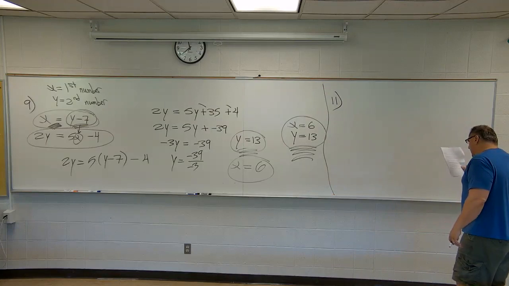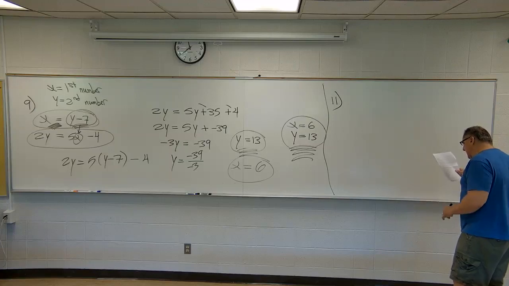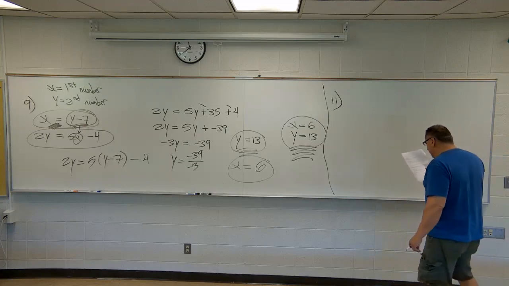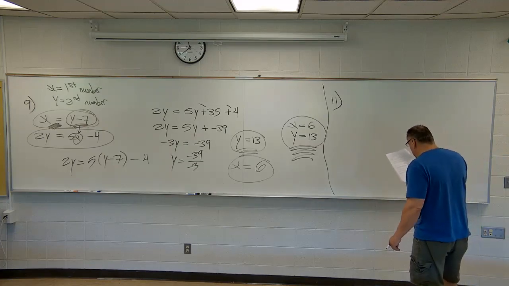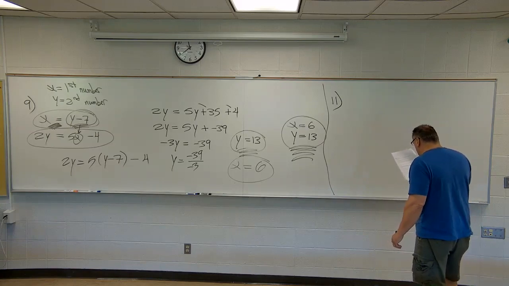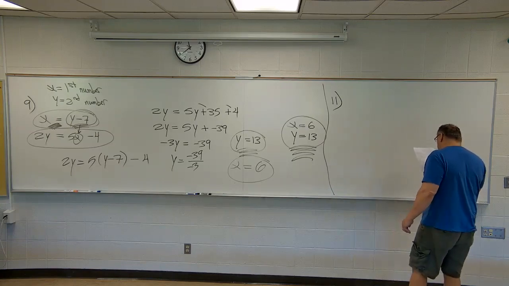Two cars leave a city and head in the same direction. So they both go in the same direction. They leave the city at the same time and head in the same direction. After 5 hours, the faster car is 15 miles ahead of the slower car. The slower car has traveled 230 miles. Find the speed of the two cars.